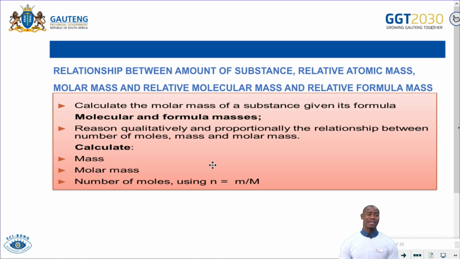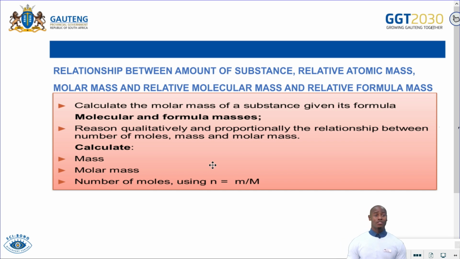Then the relationship between the amount of a substance, relative atomic mass, molar mass, the relative molecular mass and the relative formula mass. All right. So these are some of the things that you'll be asked to calculate. The question can say calculate the molar mass, right? By now you know what the molar mass is: the mass of 1 mole of a substance, measured in grams per mole. All right.